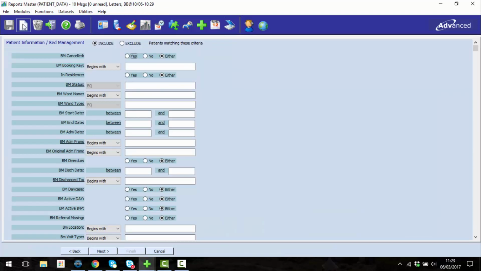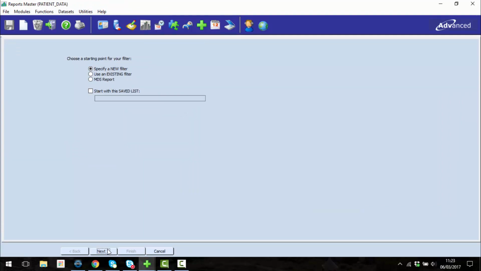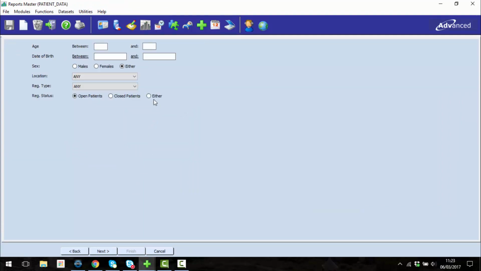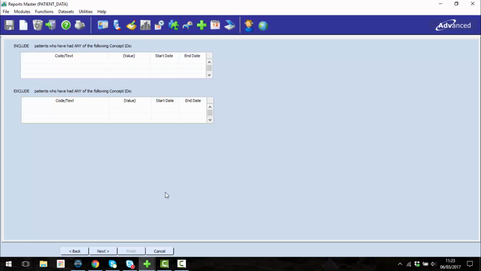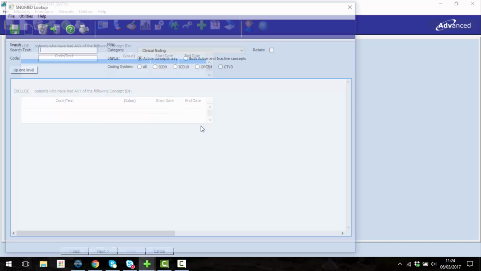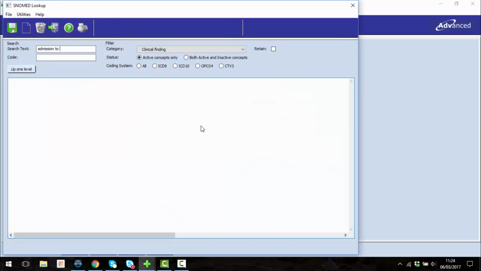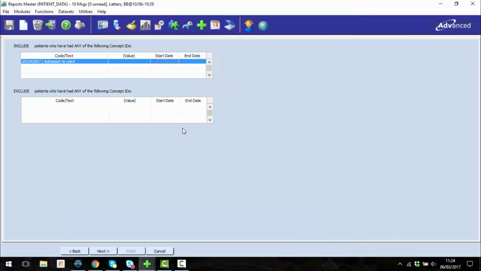So if we go to reporting and start from scratch again, specify a new filter, choose either registration status. So if we're looking back over history, we get both patients who are still currently active and patients who are no longer active. And this is our screen where we need to pick the right codes. So we want everyone who's been admitted for the first time, let's say between the 1st of April 2015 and the 31st of March 2016. So we go looking for the code that Crosscare puts against their record. So in this case, we choose admission to ward. We can put in our start dates.